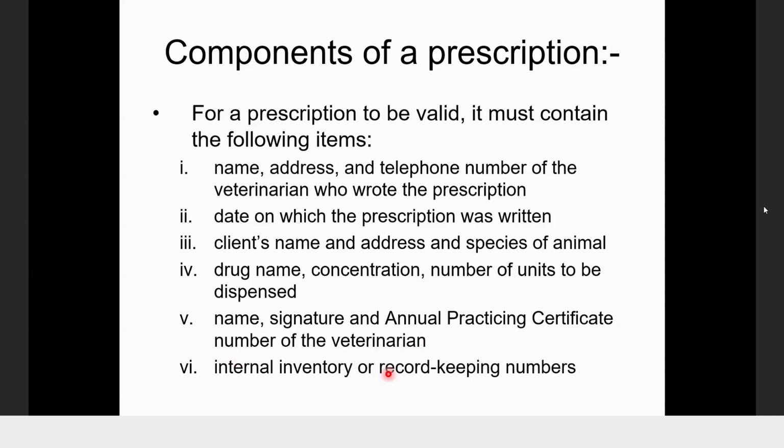And there'll be a number. The number is very important. They also have to show this, it should be placed on the wall in their practice so that it can be seen, that you have the APC. And then the others would be internal inventory keeping, record keeping of the numbers and so on.